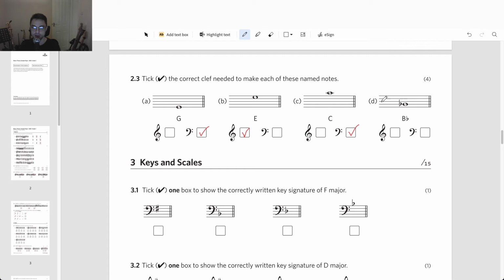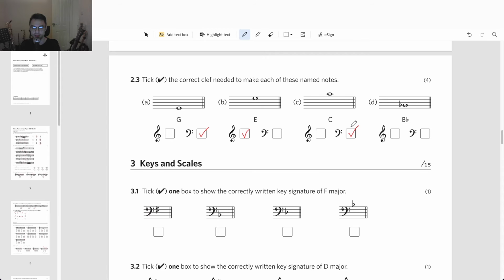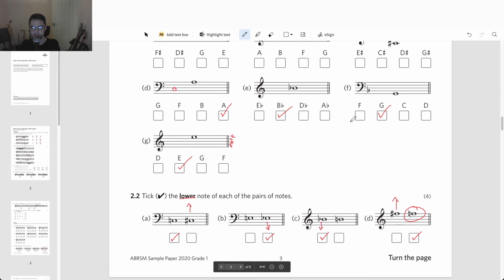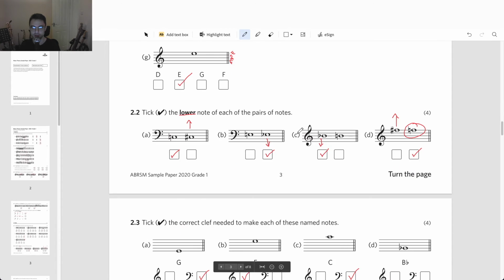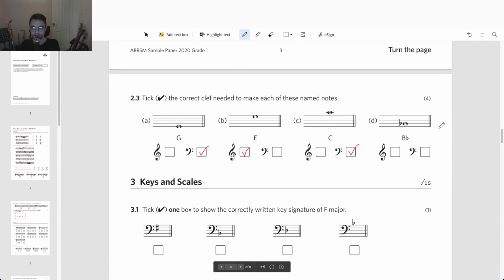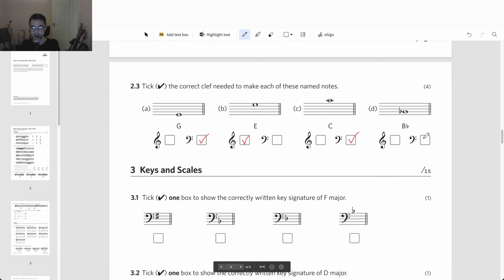And example D, B flat. So which clef is this B flat? Did we have this one up here? I don't think we did. No, we had B flat in the treble clef, but we didn't have B flat in the bass clef. Anyway, this is bass clef. That's where you find B flat in the bass clef.